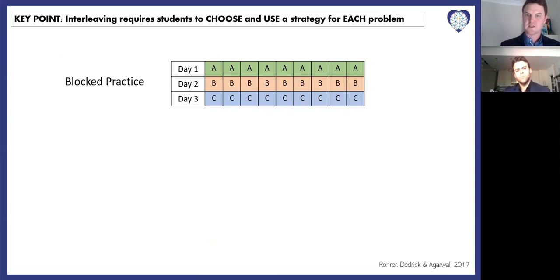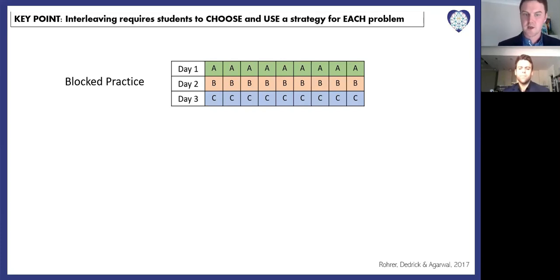This one here is blocked practice. So we can see that nine problems of topic A are covered on day 1, 9 problems of topic B on day 2, 9 problems of topic C on day 3. I think most people are aware that that is an ineffective way to provide practice for students.